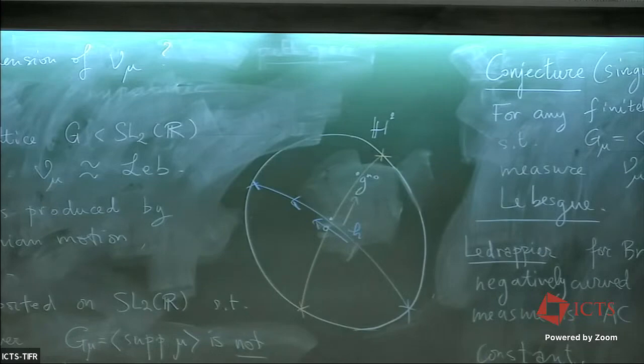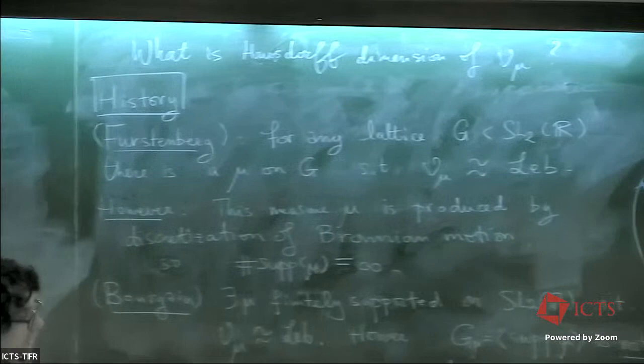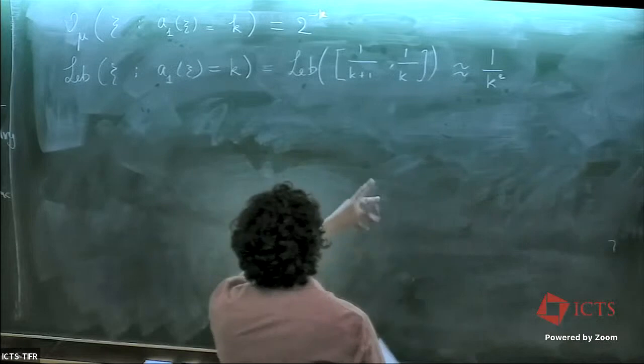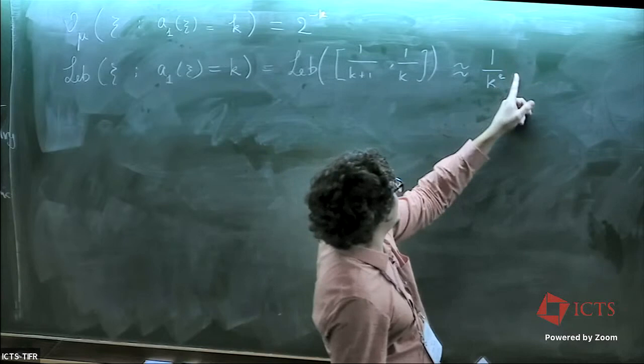if you take a random geodesic with respect to the harmonic measure, the cusp excursion is much smaller than if you take a random geodesic with respect to the Lebesgue measure. So this parabolic dynamics somehow always has this polynomial behavior. And in fact, for instance, if you take the expectation of this, this would be infinite.